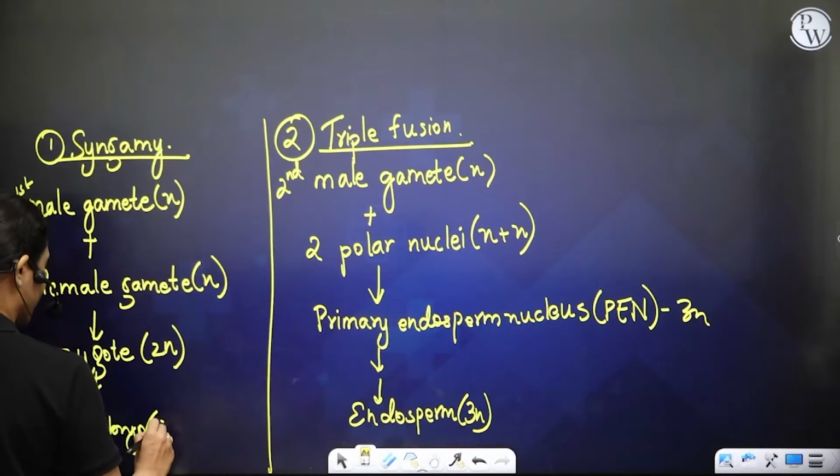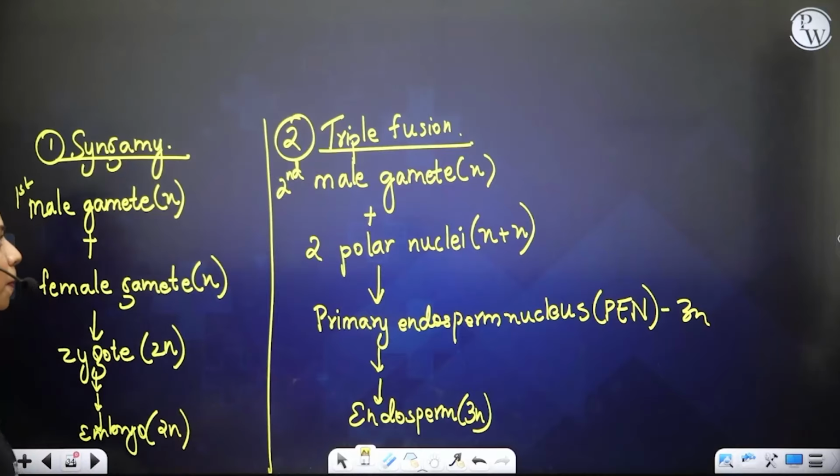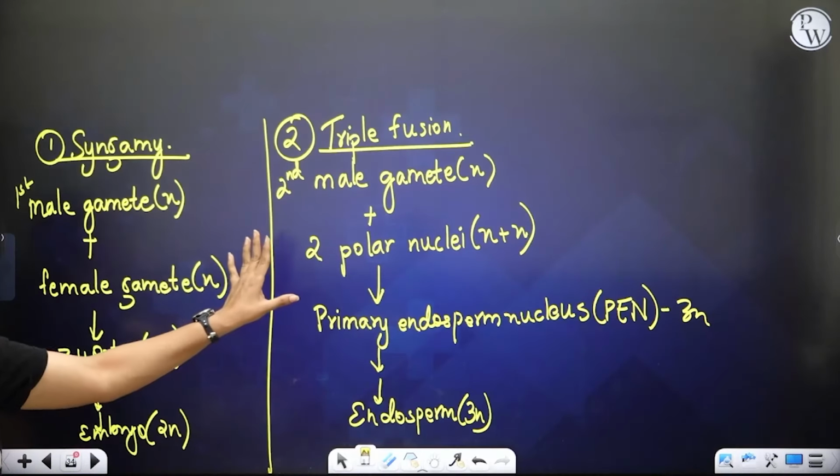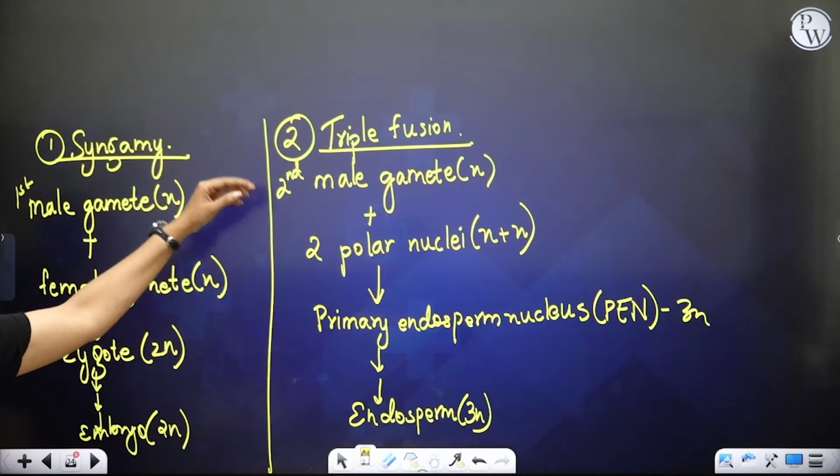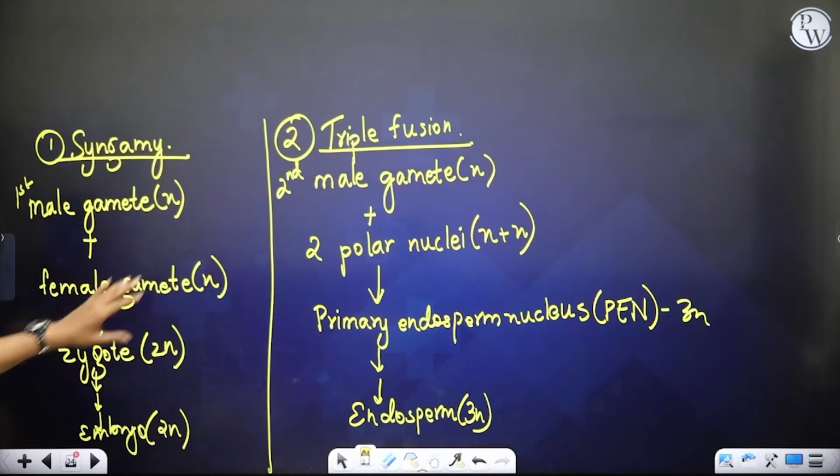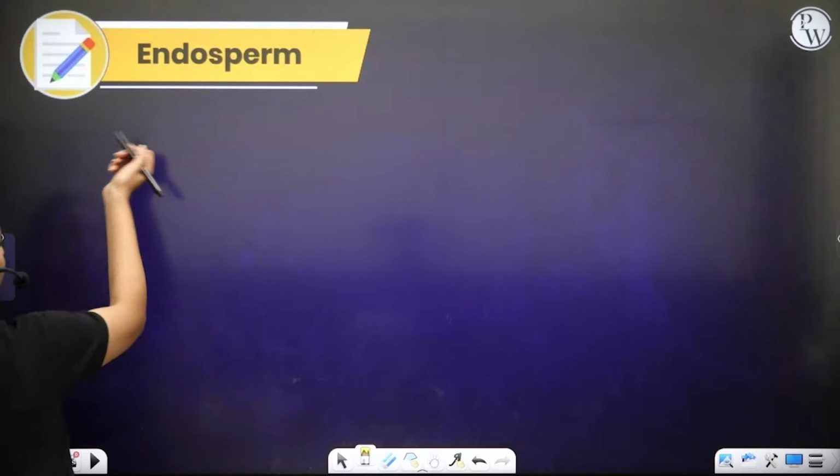Here the embryo is diploid. So these two fertilization reactions happen in angiosperms, and it's the characteristic feature of angiosperms. It is called double fertilization. Now let's talk about endosperm and embryo specifically. Endosperm is the triploid nutritive tissue.